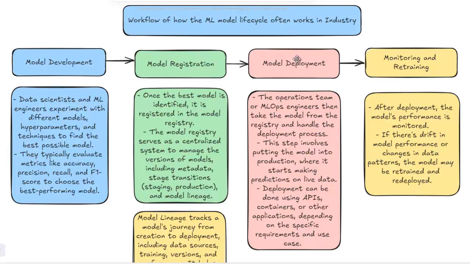Now let's move to the next stage, model deployment. The operations team or MLOps engineers then take the model from the registry that we have registered in the model registration stage, and handle the deployment process. This step involves putting the model into production, where it starts making predictions on live data. Deployment can be done using APIs, containers, or other applications, depending on the specific requirements and use case. So we have completed three stages of the ML model lifecycle: model development, model registration, and model deployment.